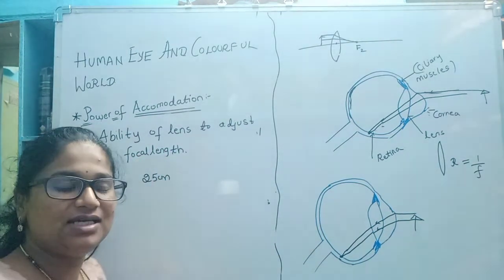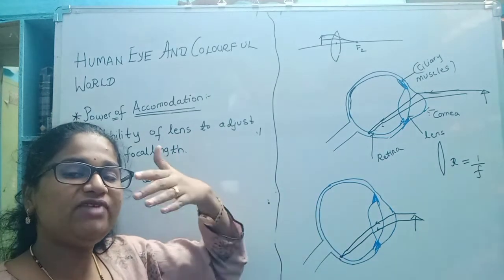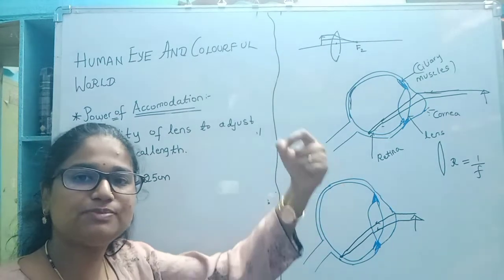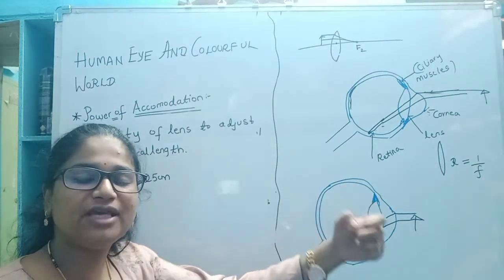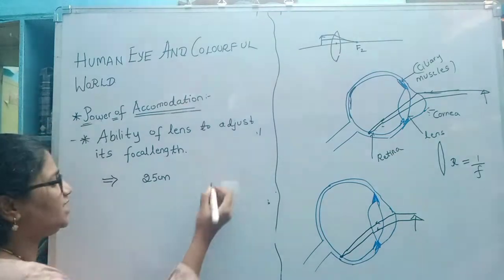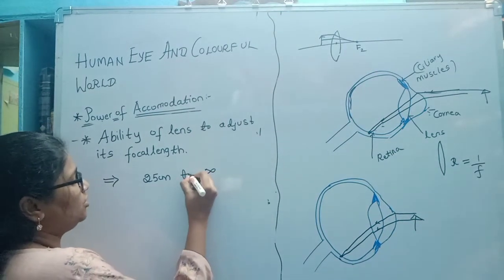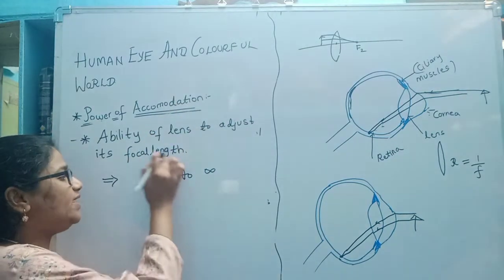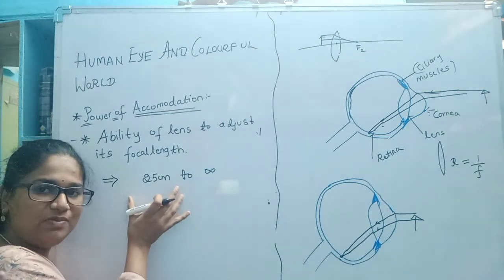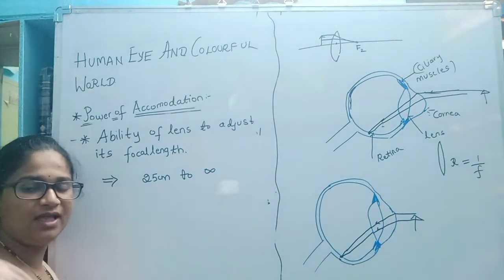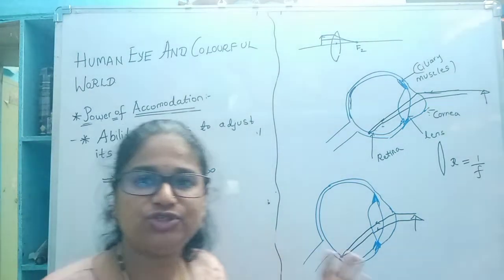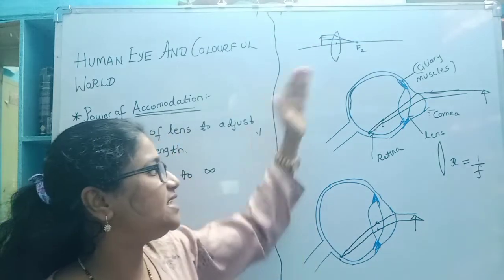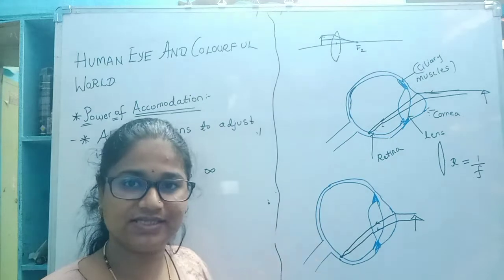And the farthest, when the object is very far from your eyes, how far? The farthest point where you get the correct image of the object will be infinity. So the ability of the lens of our eye ranges from 25 centimeter, the minimum distance, to infinity. This is the power of accommodation. So in the power of accommodation, what did we study? We studied the function of the ciliary muscles.